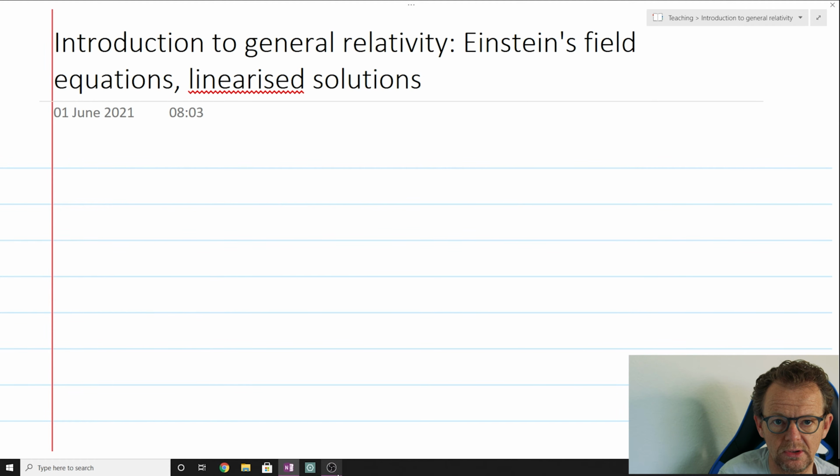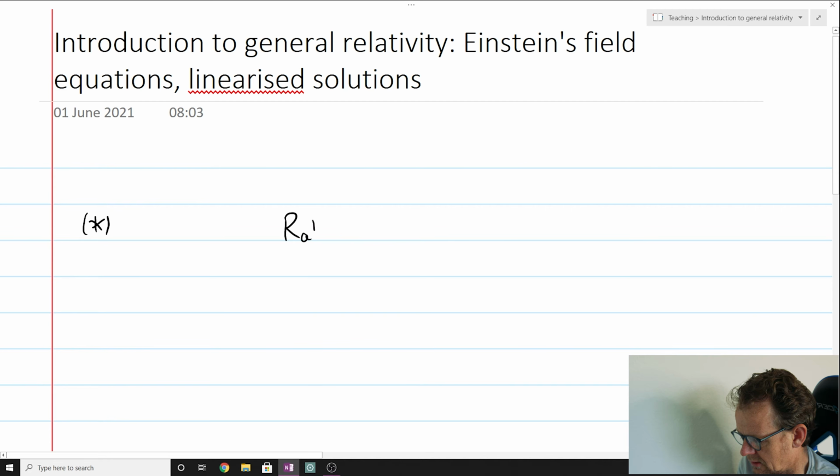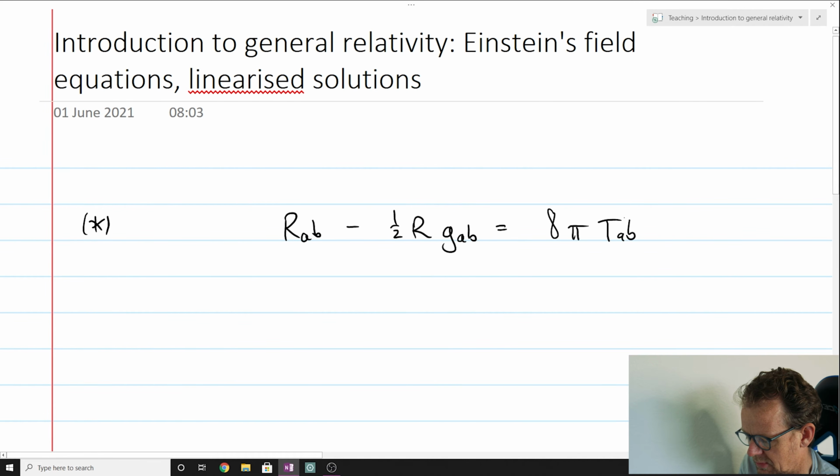In the last lecture, we introduced Einstein's field equations, and in today's lecture, we're going to continue our study of Einstein's field equations, commence the study of their solution, but only in perturbation theory at the linearized level. So if you recall, in the previous lecture, we introduced the following equation. R_AB minus a half R, the Ricci scalar, times g_AB, the metric, is equal to 8 pi T_AB, where T_AB is the stress energy tensor.